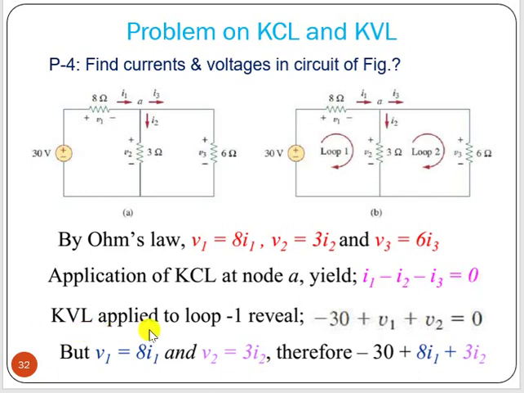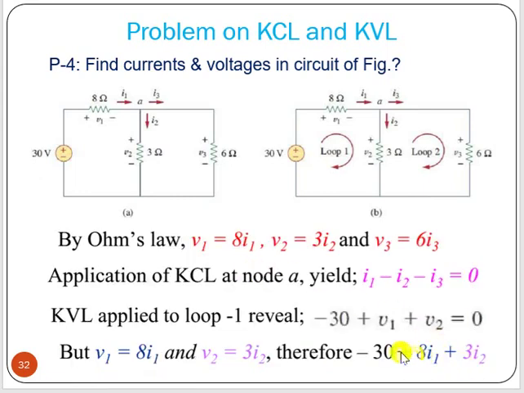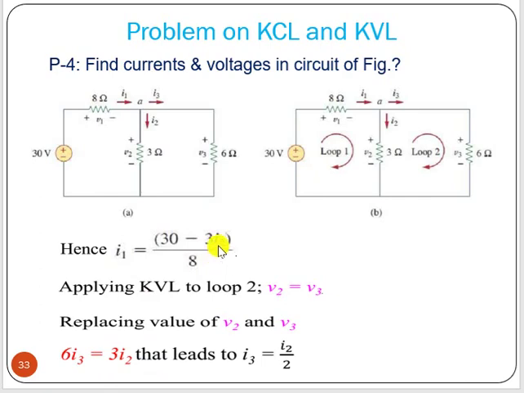Now KVL applied to loop 1. If we apply KVL at loop 1, what can we write? Minus 30 volt plus V1 and plus V2 equals 0. We know the value of V1 and V2, we can put it here. Then we can find I1 with respect to I2.